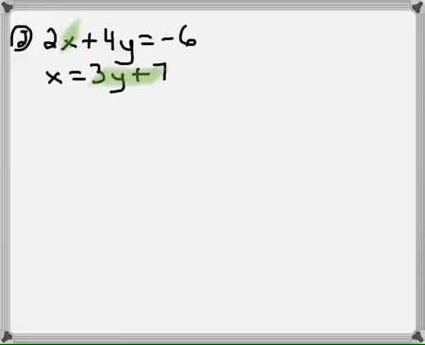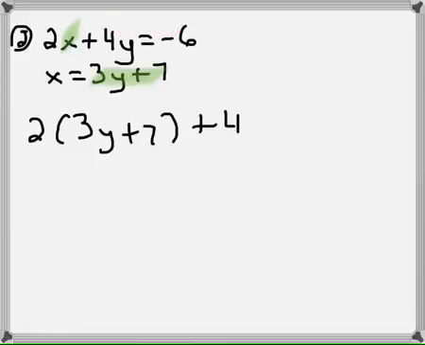Don't forget the parentheses. Now, I'd like you to try rewriting the expression yourself. Pause the video for a minute and try to rewrite it yourself, and then you can check with what I wrote. Okay, if you did it correctly, you wrote 2 parentheses. Instead of putting x, I'm putting 3y plus 7. Close the parentheses, I'm not done yet. Plus 4y equals negative 6.